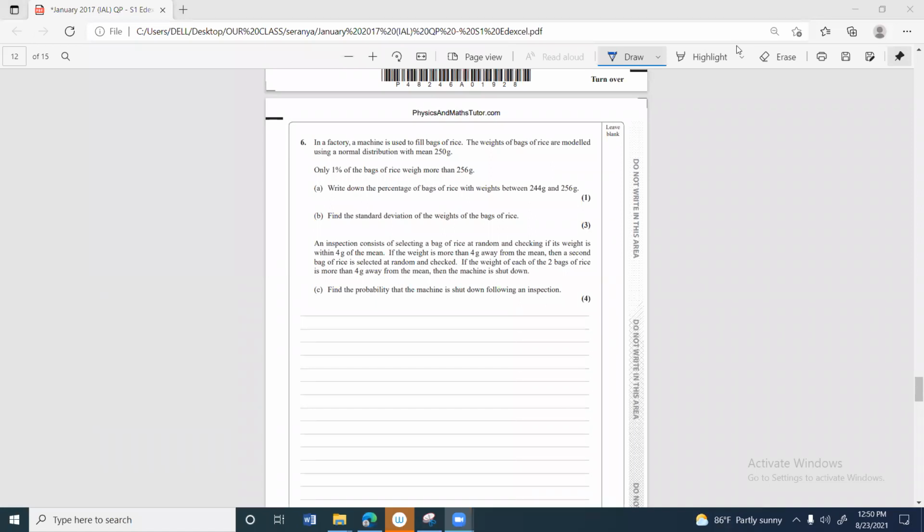We'll come up with this. Right. In a factory, a machine is used to fill bags of rice. The weight of the bags of rice is modeled by a normal distribution with mean 250. Only 1% of the bags of rice weigh more than 256. So we will just draw a small diagram for this. I think it's easier for me to understand this question.